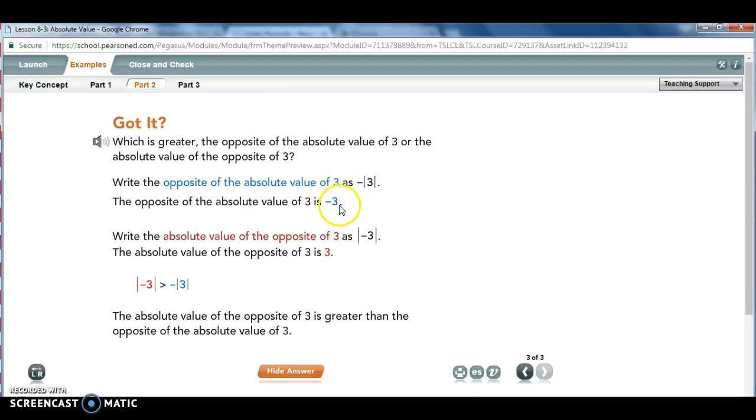So that's -3. Down here it's telling us the absolute value of the opposite of 3. So the absolute value of the opposite of 3, which is -3. So the absolute value of -3 is 3, and we know that 3 is greater than -3. So the absolute value of the opposite of 3 is greater than the opposite of the absolute value of 3.